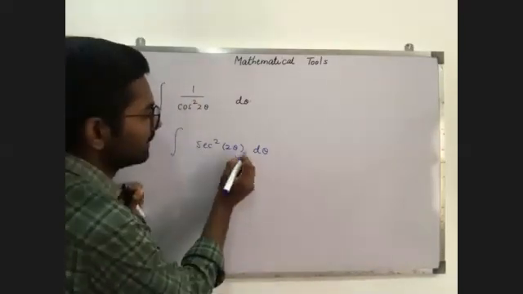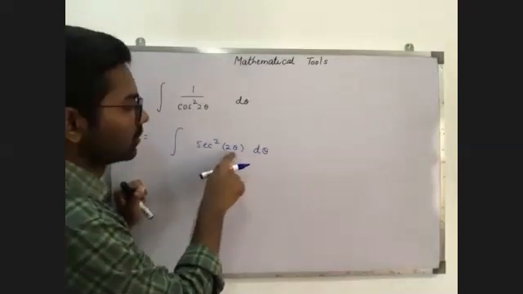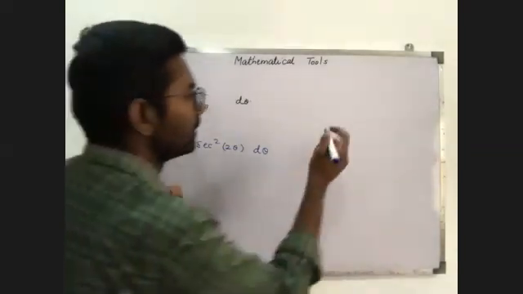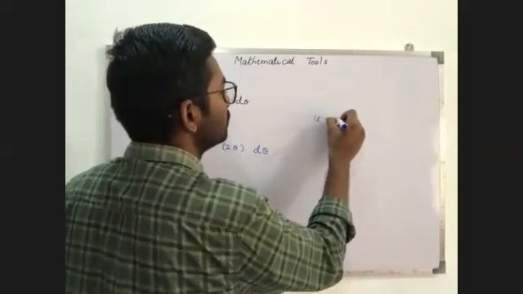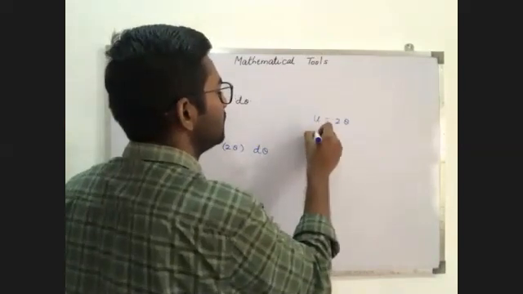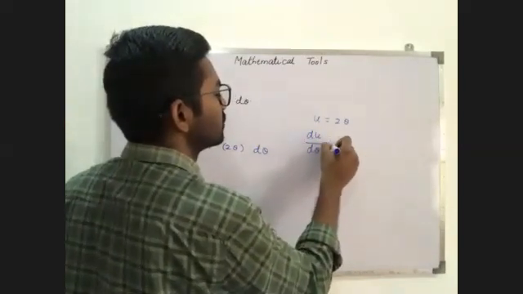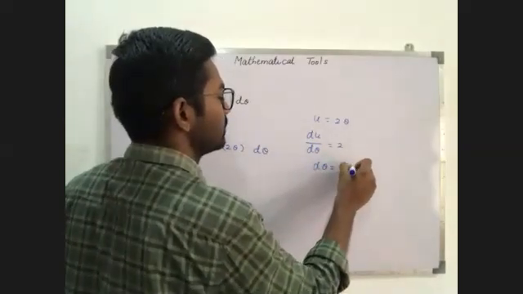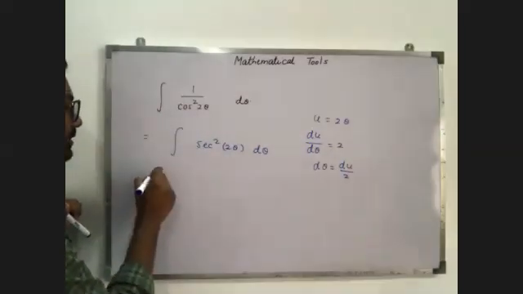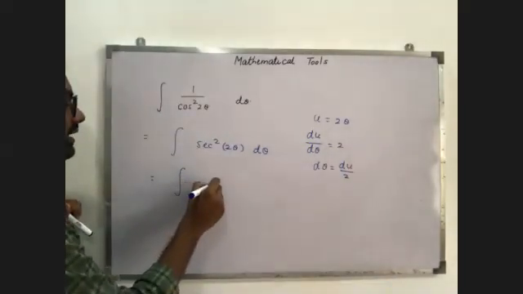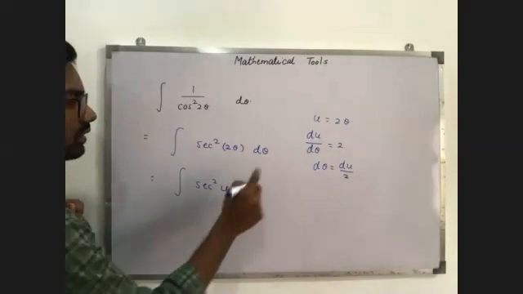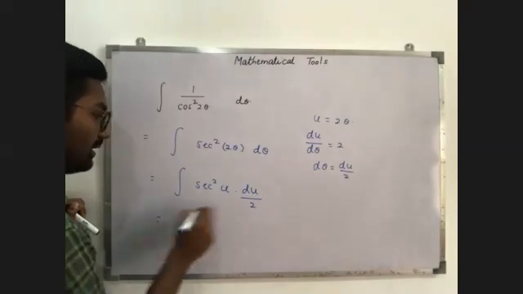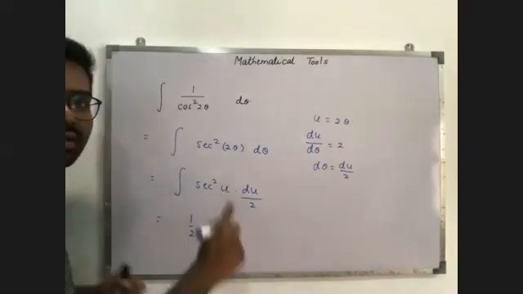Now, if you look, d theta. So if I assume this 2 theta as u, I will get the differentiation d theta. So I'm assuming u is equal to 2 theta. So du by d theta is equal to 2, or d theta is equal to du by 2. If I put the values here, sec square u, and d theta is du by 2, so du divided by 2. Integration of sec square u.